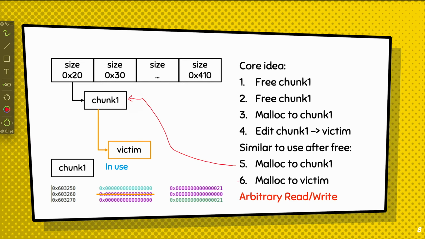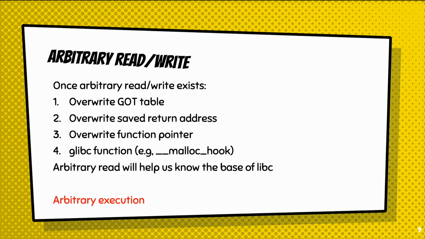And then the second will help us to get a victim object. And starting from a victim object, we can do arbitrary read-write. Also similarly, starting from arbitrary read-write, we can convert that to arbitrary code execution.